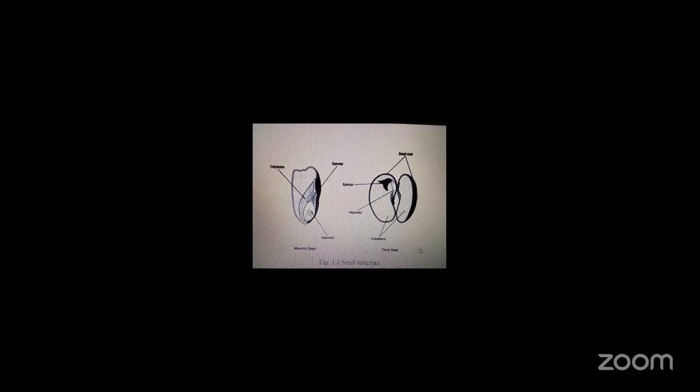So now today we discuss the seed structure and seed dormancy. This is a very important topic: structure and dormancy of the seed.